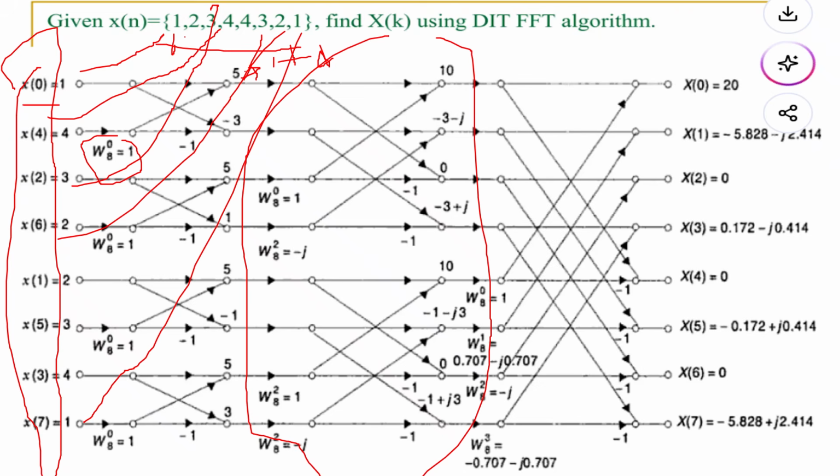W80, W81, W82, already we have calculated these values, right? So W81, W82, W83 and all these values. Now draw and continue this process, you will get the final values like this. Okay.